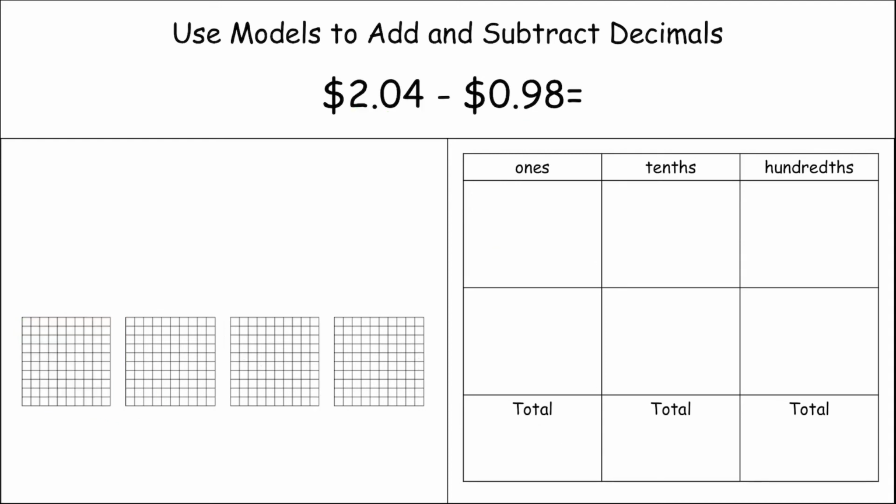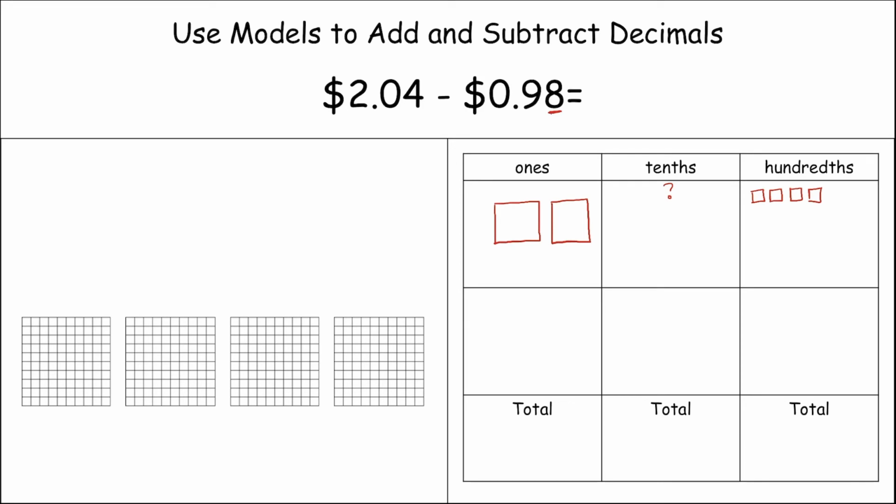This time we're just going to use the place value blocks. I start off with 2 ones and we're subtracting 0 tenths and 4 hundredths. 1, 2, 3, 4. First thing they want me to do is take away 8 hundredths. Well, I can't take away 8 hundredths. Can I borrow from the tenths? There's nothing there.